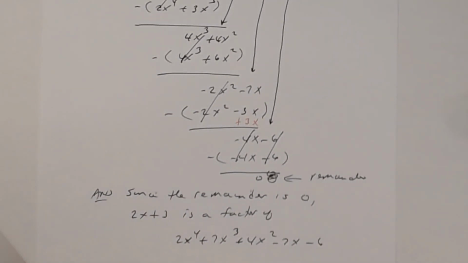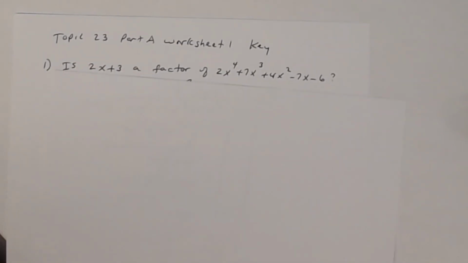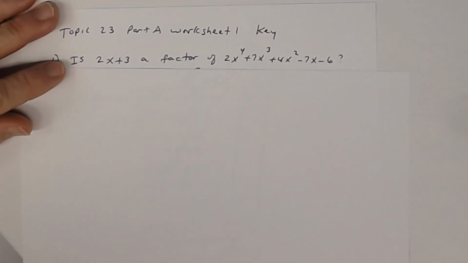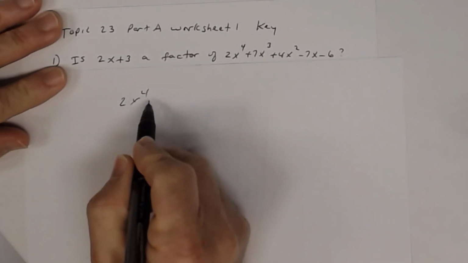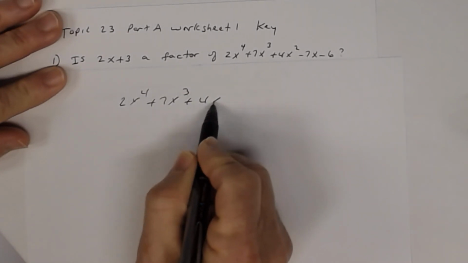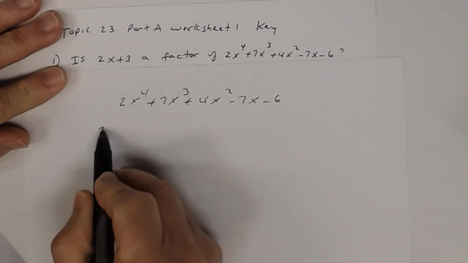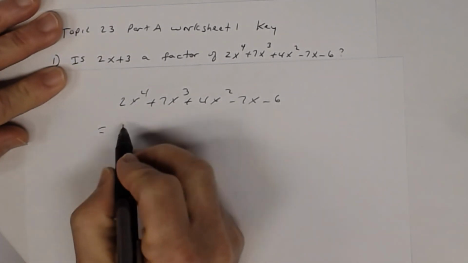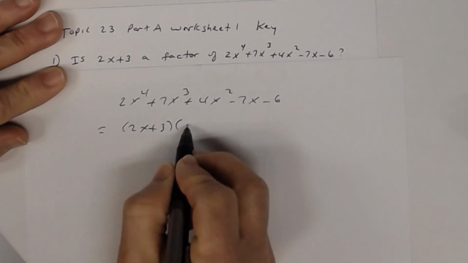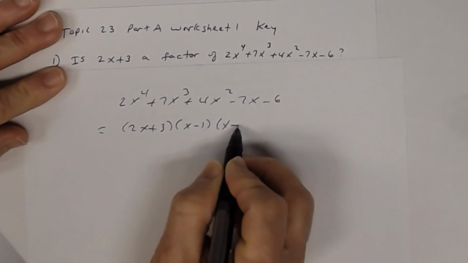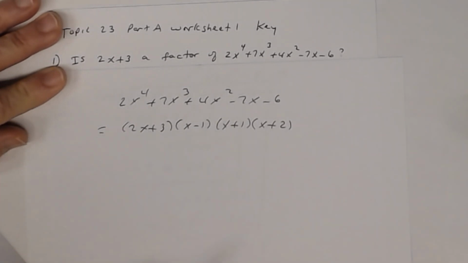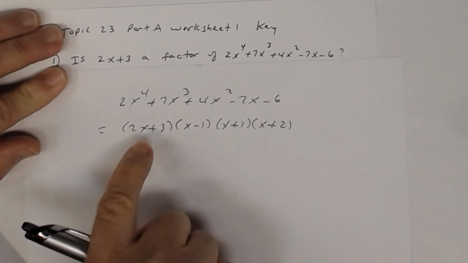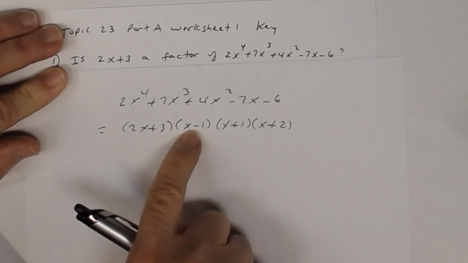Now, before we go on, I just want to show you that if you were to actually factor this out, let me go ahead and bring it down. So 2x to the fourth plus 7x cubed plus 4x squared minus 7x minus 6. If you factor this, it factors as 2x plus 3 times x minus 1, x plus 1 times x plus 2. All right, so notice that this polynomial has 4 factors. 1, 2, 3, 4.